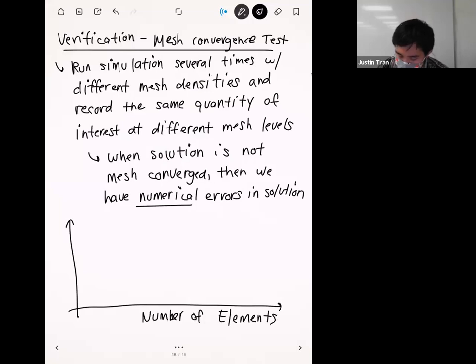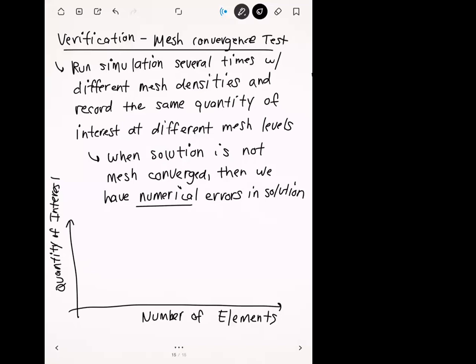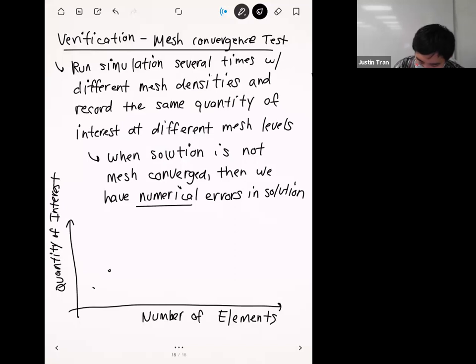And so if we plot the number of elements versus the quantity of interest, eventually you should get to a point where the solution doesn't change value all that much. And so you want to be somewhere right here where the solution starts to plateau. And so, if you add this to any finite element study that you do, you eliminate this factor of mesh dependence.